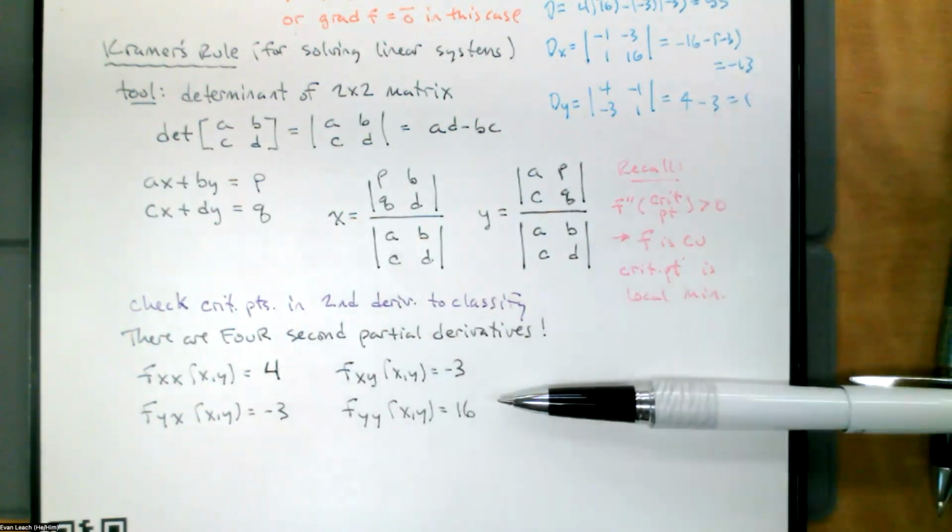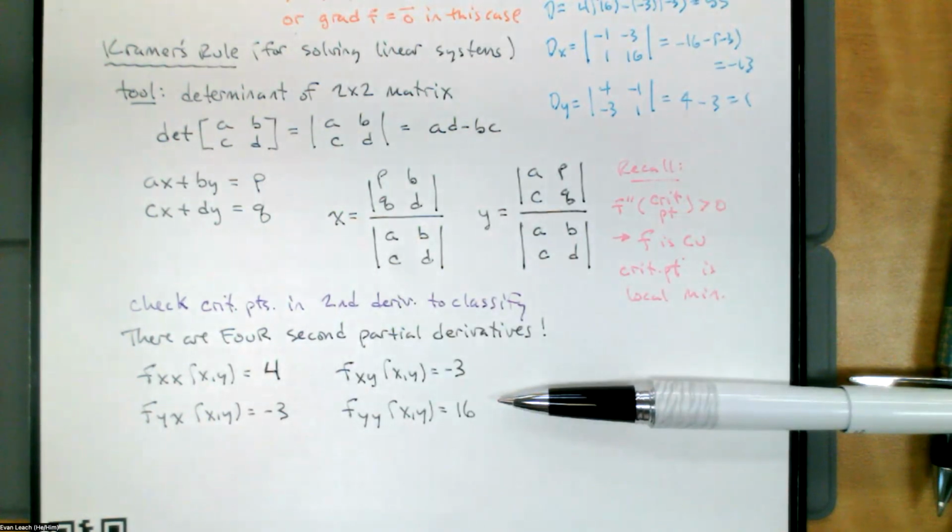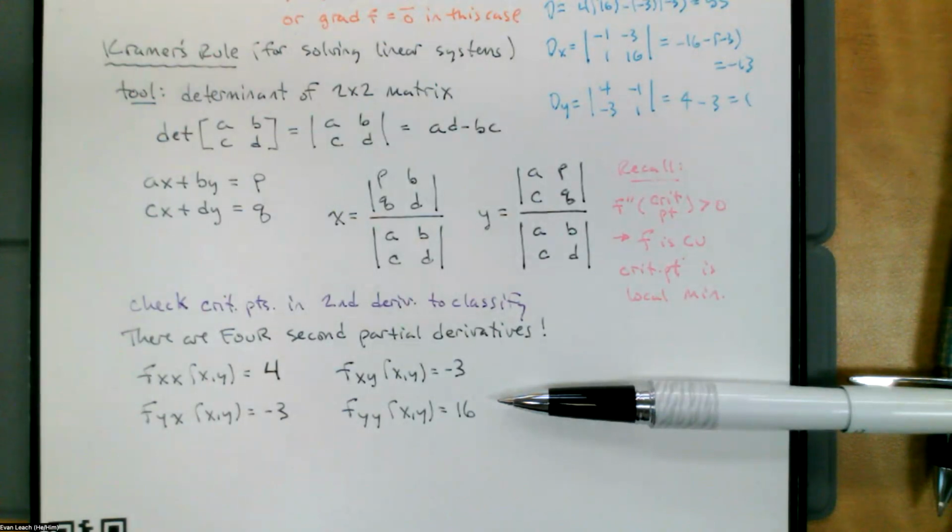In just the y direction, fyy, it looks like our second derivative is positive. So it looks like we have a function that's concave up in the y direction. This suggests to us that there might be a local minimum at this critical point. In the x direction, we're making a concave up, and in the y direction, we're making a concave up.